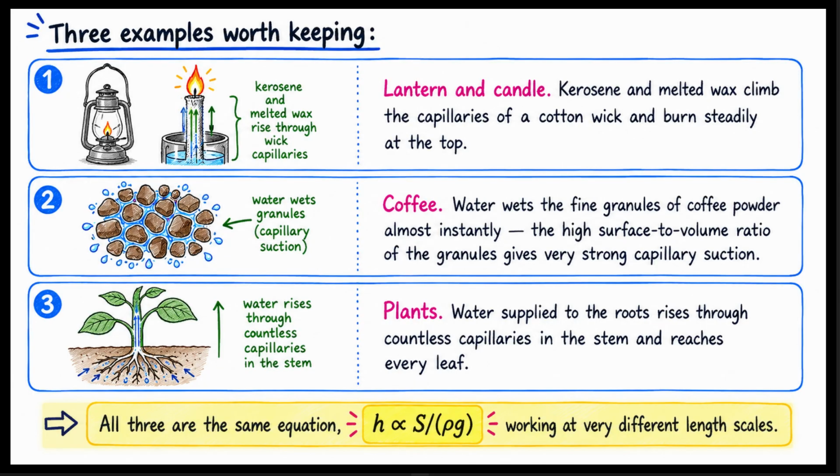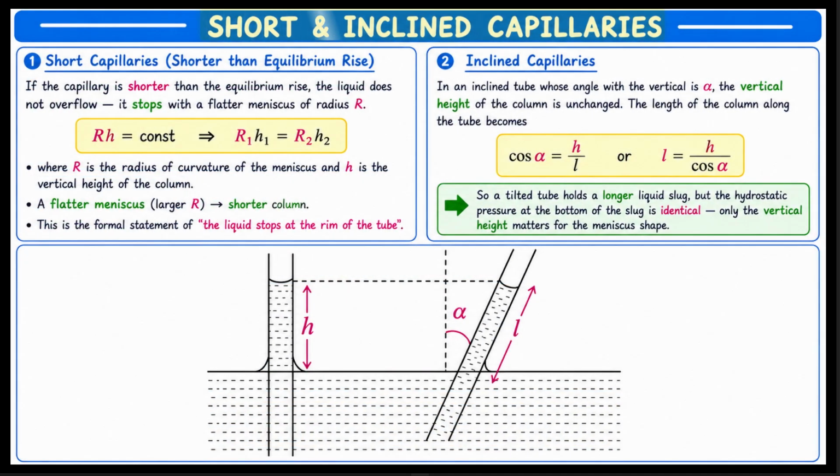Let's consider two special capillary cases. First, if a capillary tube is shorter than the equilibrium height, the liquid won't overflow. Instead, it stops at the tube's rim by forming a flatter meniscus with a larger radius of curvature, R. This is governed by the constant product R times h, meaning a larger radius of curvature compensates for a shorter column height.